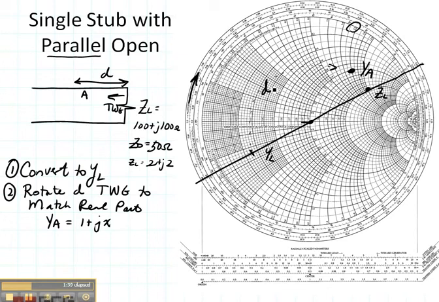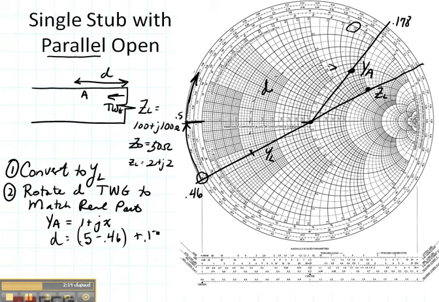So let's figure out what d is. I'm going to draw a line from the center through the point of interest out here, and I need to define my distance d. So let's read what this is. Right there it looks like it's 0.46. Right here it looks like it's about 0.178, and I'm going to break that up in two parts as I just showed you. So my d is going to be this point, which is 0.5 minus 0.46. That's this little distance right here. And now I'm going to add in this distance, which is 0.178. So that's my distance d, and I have matched the real part of my admittance.